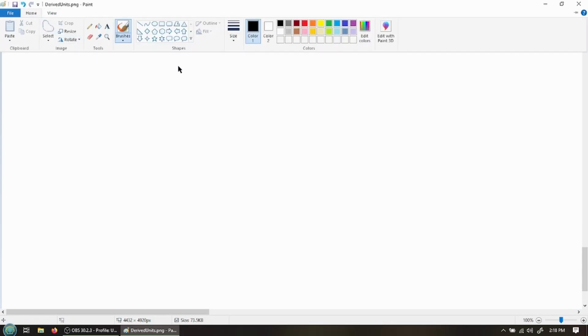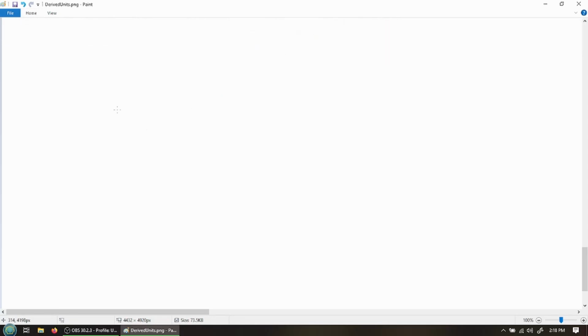So we start out with a measurement of 100.6 centimeters. And we want to convert this into kilometers. Sorry, my K's are a little bit funky on this keyboard.